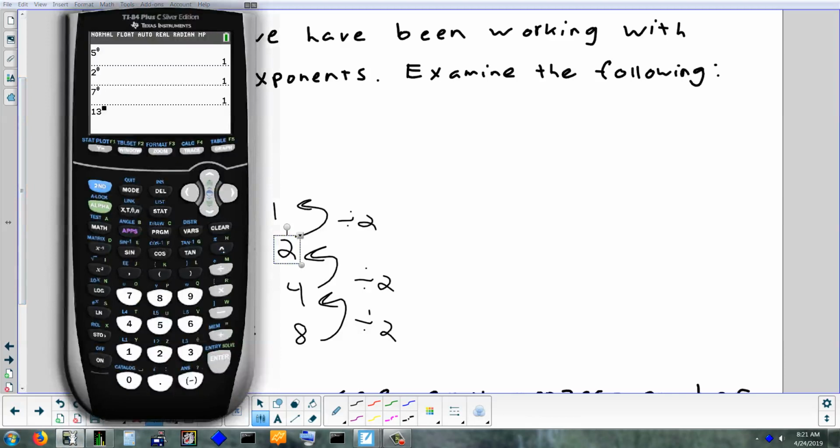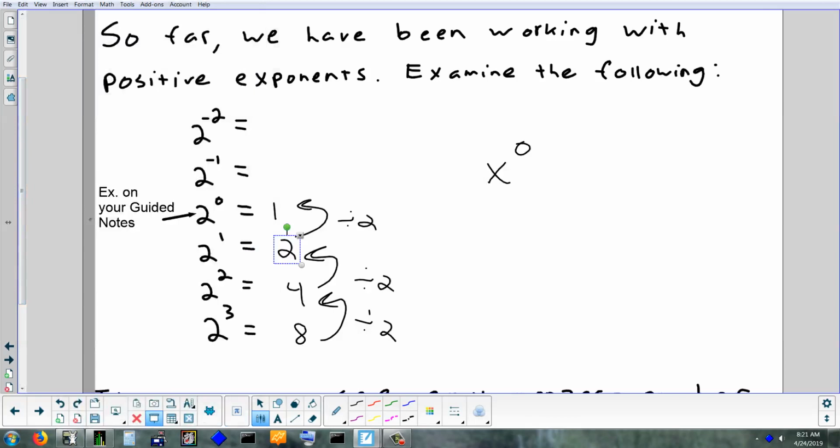How about 13 to the 0 power? 1. Negative 26 to the 0 power? 1. No matter what. What if you had x to the 0 power? It'd still be 1. What if you had 3xy all to the 0 power? Would it be 3? No, 1. That's crazy. Anything to the 0 power is always 1.